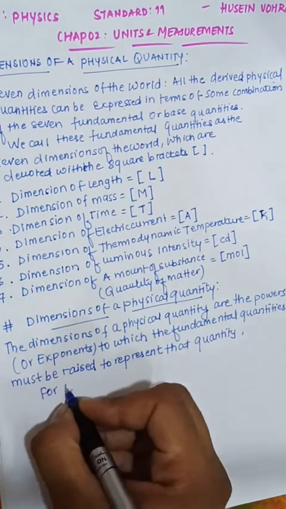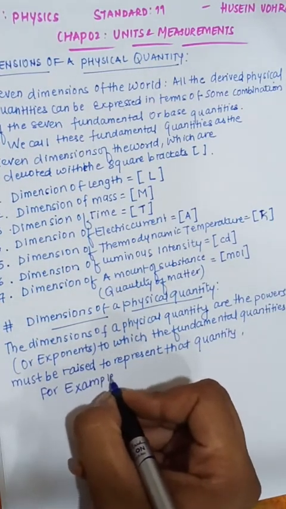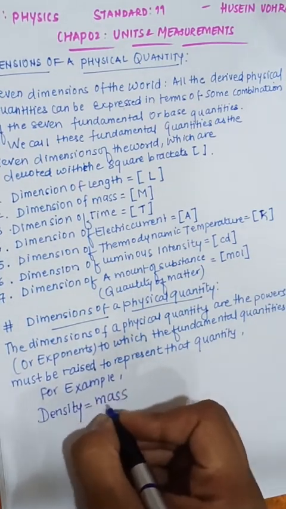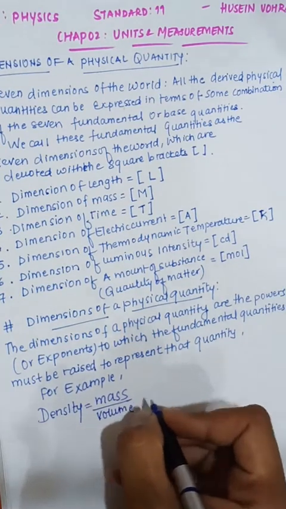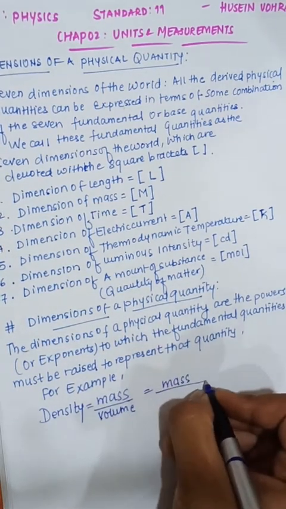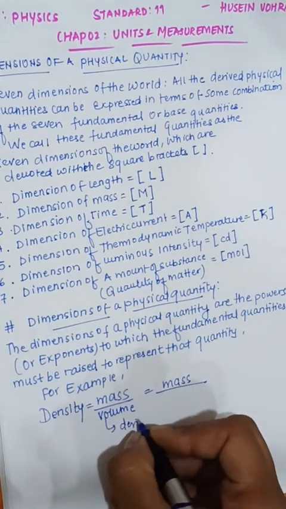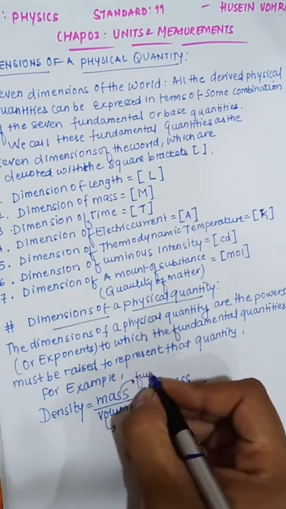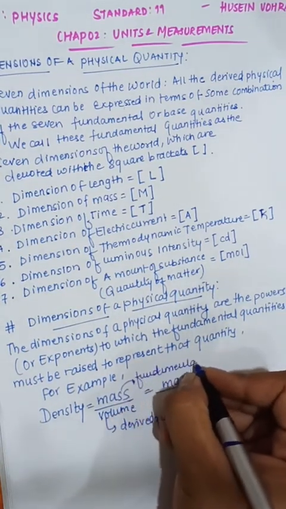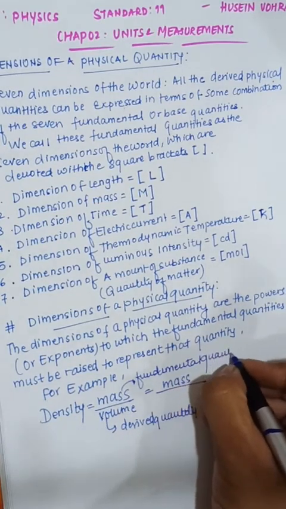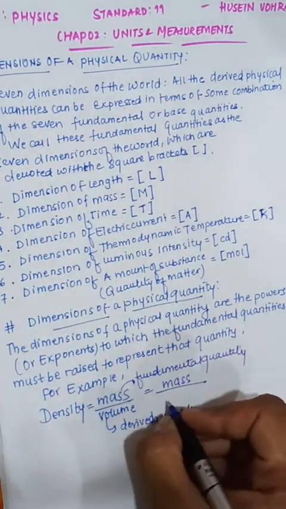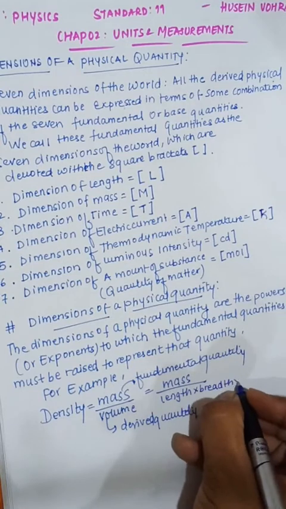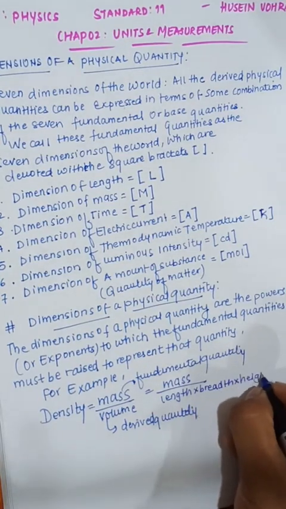For example, if I take density, what is it? Mass upon volume, that everybody knows. Mass is a fundamental quantity, volume is a derived quantity. Yes or no? A derived quantity can be further divided into what? Base quantities. So volume can be written as length into breadth into height. Yes or no?